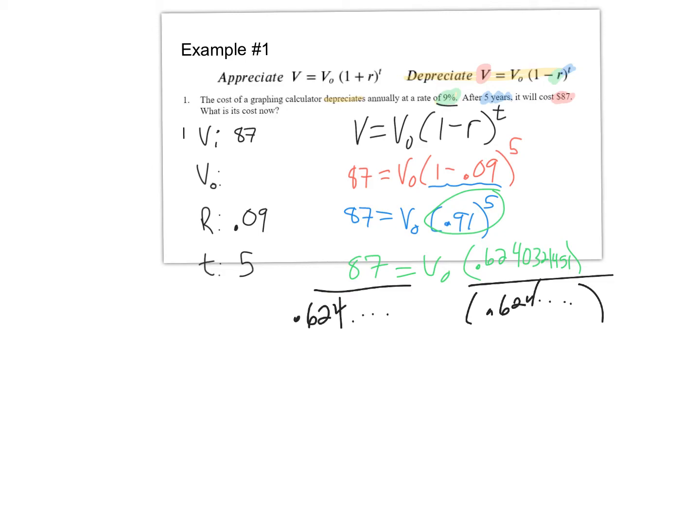Okay, don't clear it out, because a lot of you have an answer feature on your calculator. You're looking for the ANS button. Usually it's a second function. You'd have to hit second function and then over whatever button that is. Okay. So, we're going to take 87 and divide it by that previous answer.